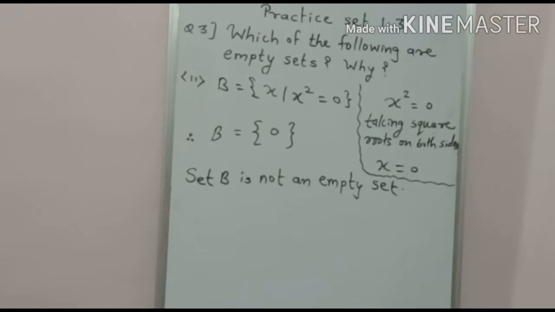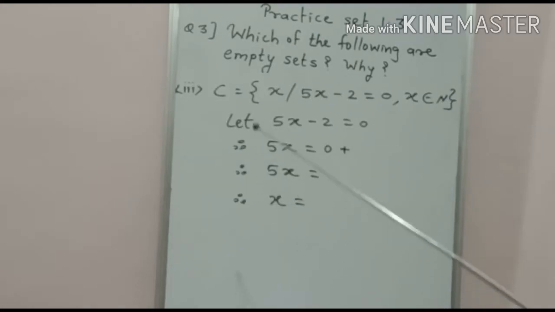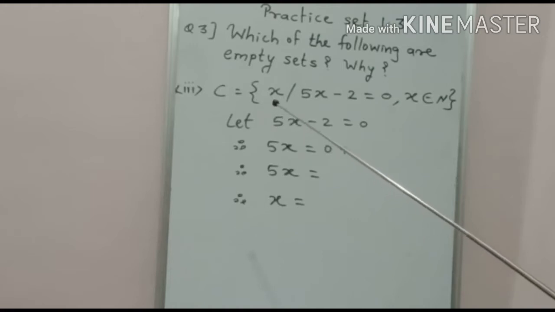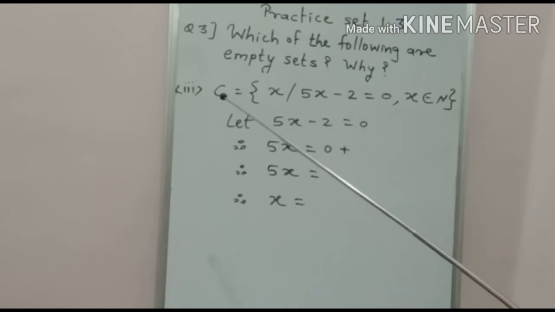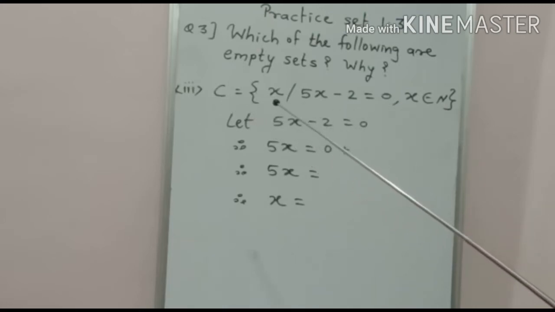We are given set C, given in rule method. The set C is what? Having element x, such that we are given the equation 5x minus 2 equal to 0, where x belongs to N, means x is an element of natural numbers. So for set C we have to find the value of x using the equation. So here we write the equation 5x minus 2 equal to 0. Now we have to simplify it.